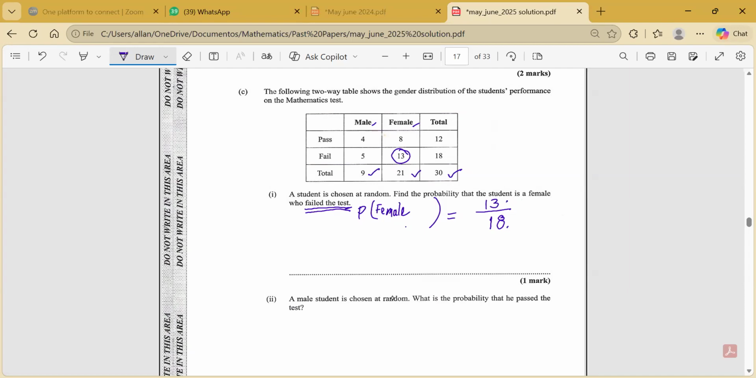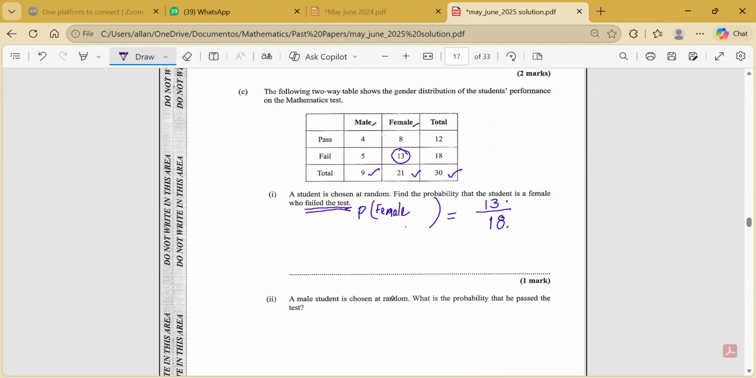All right. The next one, the probability a male student is chosen at random. What is the probability that he passed the test? So how many males passed the test? A male is chosen at random. A student is chosen. Before, let's look at this again. Let me not get confused. Before, it was a student is chosen at random.